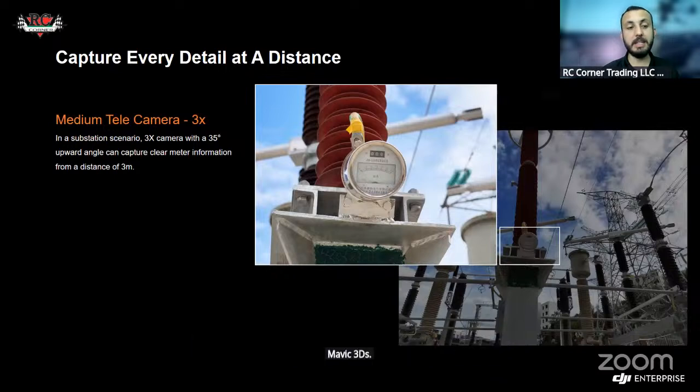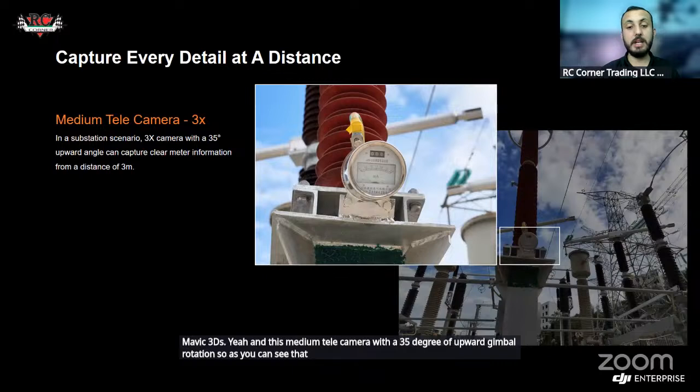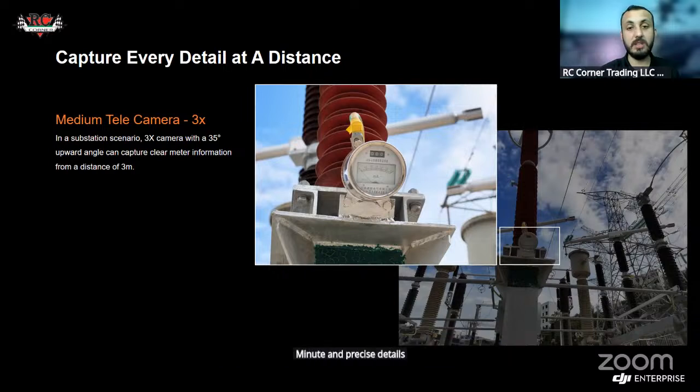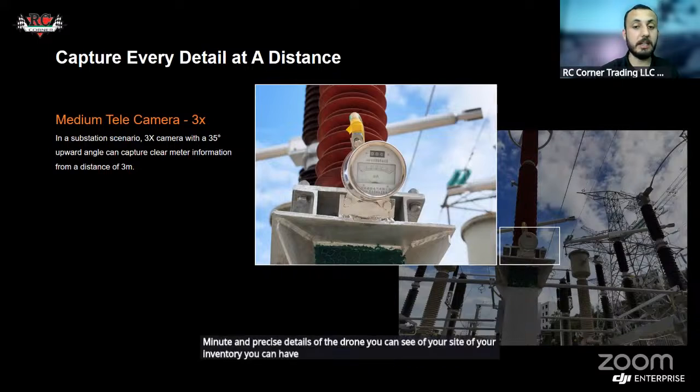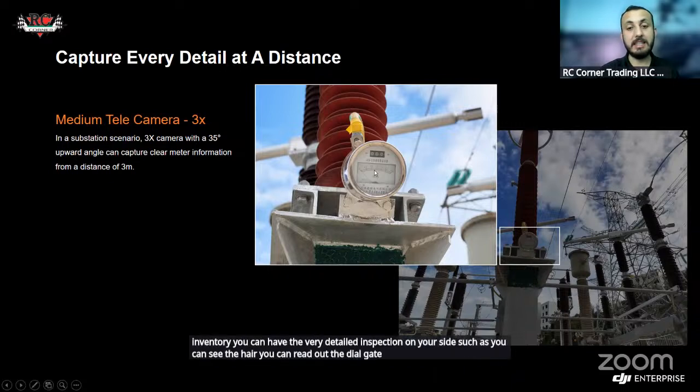Yeah, and this medium telecamera has a 35 degree upward gimbal rotation. As you can see, we can go upward up to 35 degrees, and it can go downward up to 90 degrees. So there is no need to ascend the drone. You can have very detailed, minute and precise views of your site, of your inventory. You can have a very detailed inspection on your site, such as here you can read out the dial gauge of an ampere meter. You can see the reading here also.